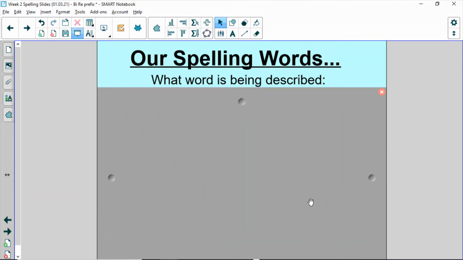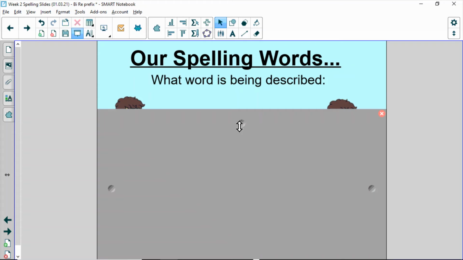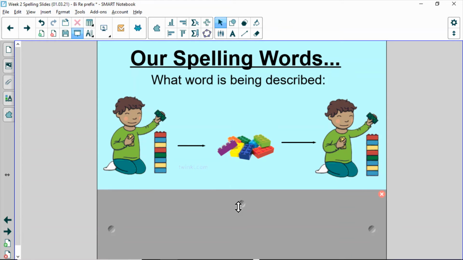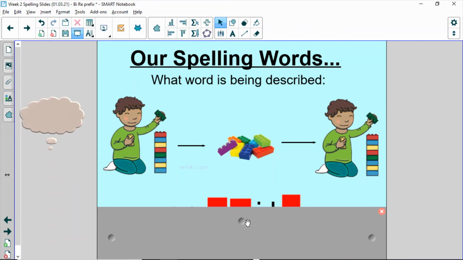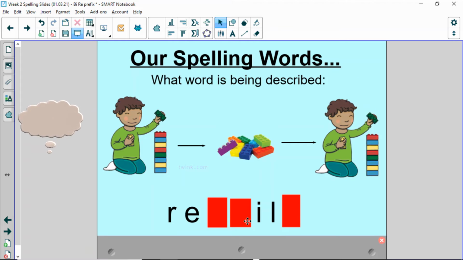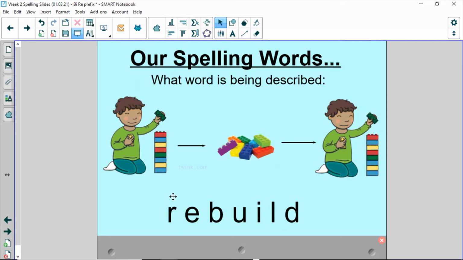Let's go on to our 4th word. Here is my final picture. Let's see, can you guess what spelling word is being described? You've got a character here building a tower, then it's knocked over, and they build the tower again. What word do you think is being described? Here is your clue. Shout out if you know it. This word is rebuild, R-E-B-U-I-L-D. The re means, remember, to do it again. If they built it, it gets knocked over, to build it again means rebuild. Super, well done, Year 4.